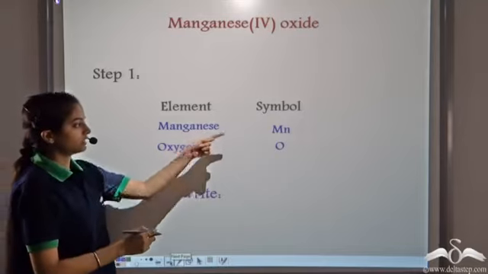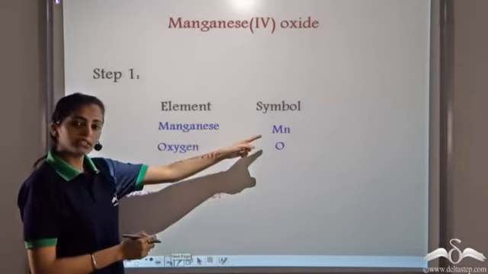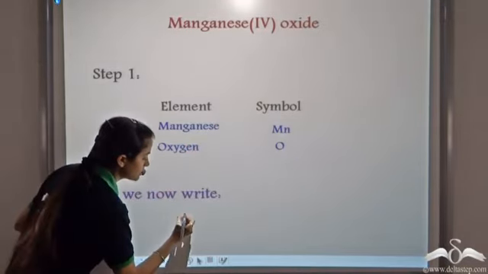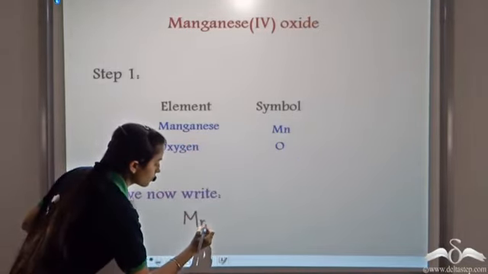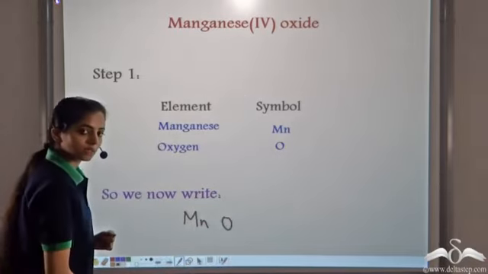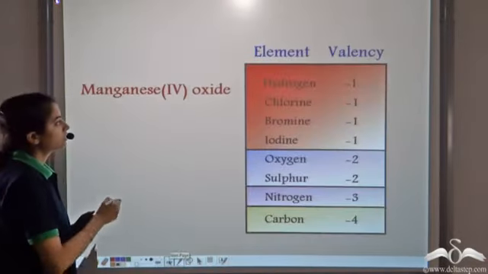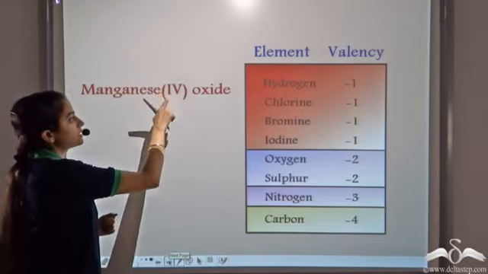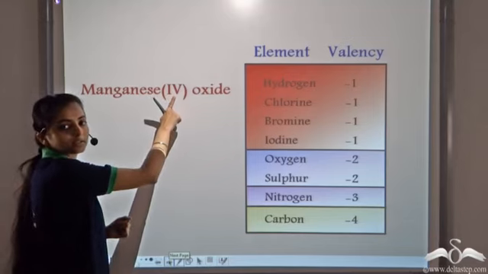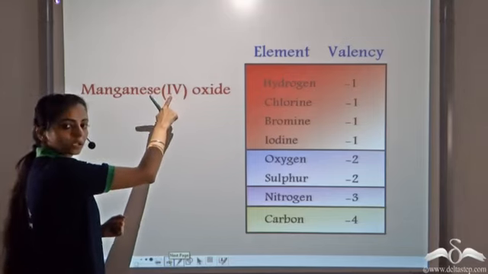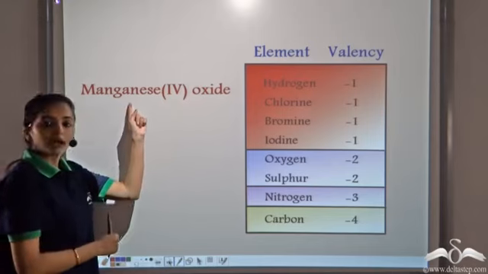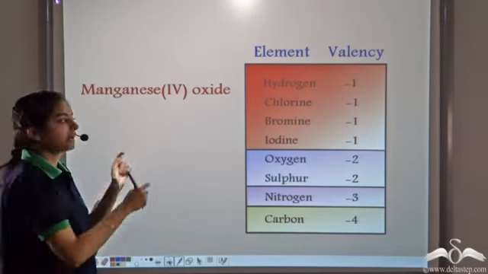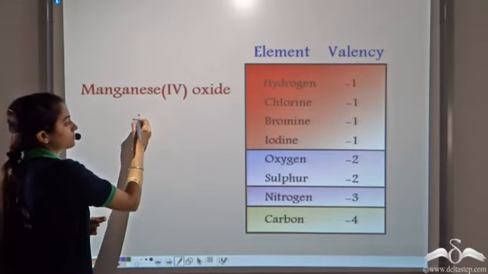So these are the symbols. So symbol of manganese is Mn, symbol of oxygen is O. So we write these symbols next to each other. Now let's check the valencies. We know when an element exhibits variable valency, the valency is written using the Roman letters. So this 4 inside the bracket shows that manganese exhibits variable valency, and in this compound it has the valency plus 4.